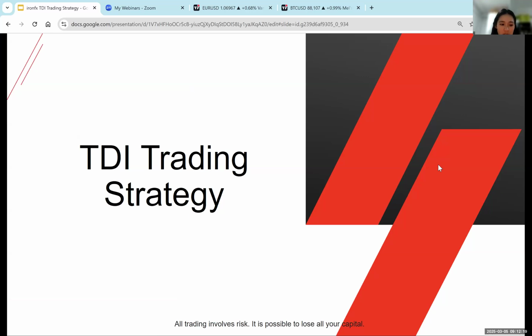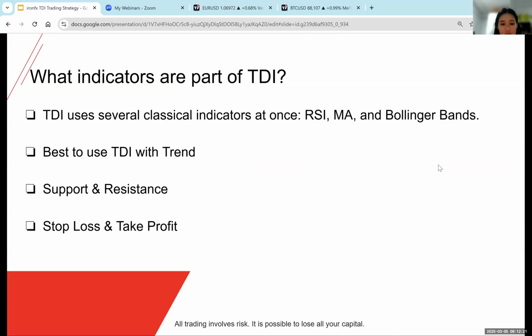Okay, so now let's talk a bit about possible trading strategies. We've already talked about the different indicators that are part of TDI. It uses several classic indicators like your RSI, moving average, and Bollinger Bands. These are best used with a trend indicator, something like your Ichimoku or MACD as well. Support and resistance levels are basics that should always be used with any kind of indicator. Stop loss and take profit are just basic risk management tools.